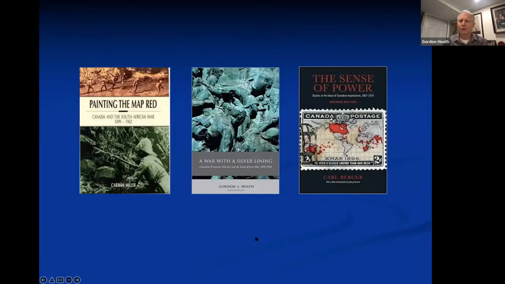If you want to do further reading on the war, Carman Miller's Painting the Map Red is the standard classic work on Canadian involvement in the South African War, and he gives an excellent portrayal of the domestic politics, the domestic situation in Canada, but also the military conflict, especially Canadian troops in South Africa and how that plays out. A great source. The middle book, A War with a Silver Lining, is my book, looking at how Canadian Protestants back in Canada talked about the war, preached about the war, wrote about the war.